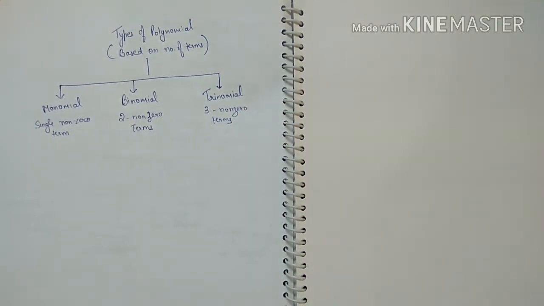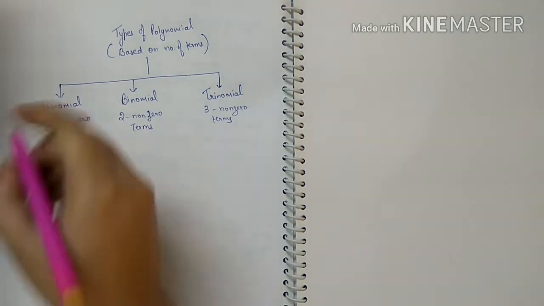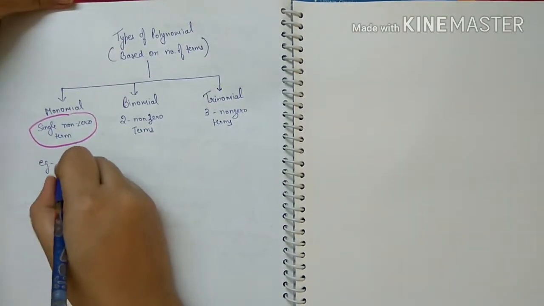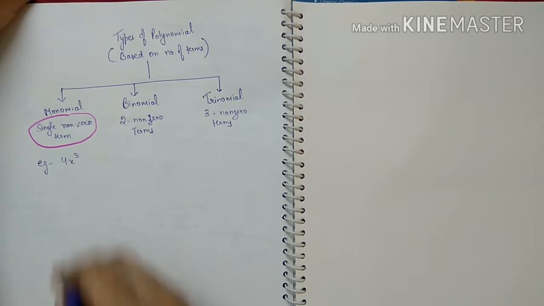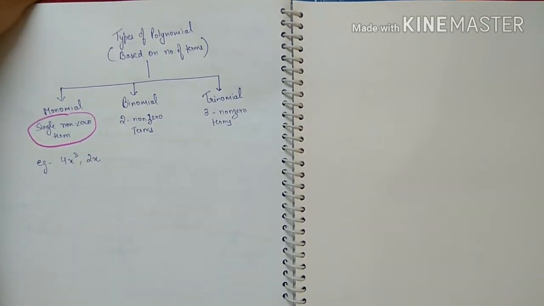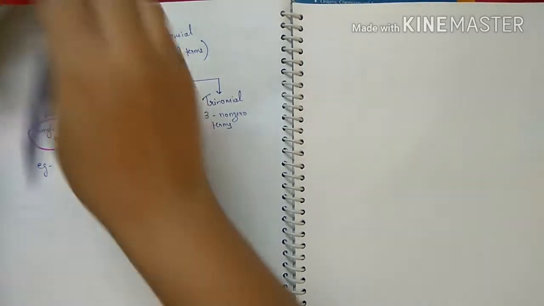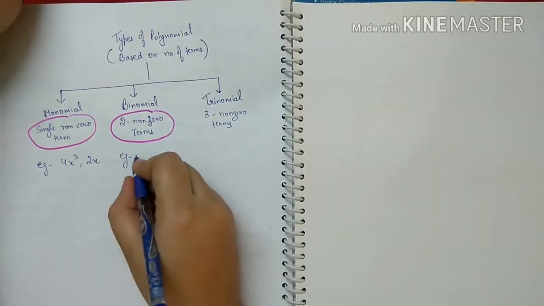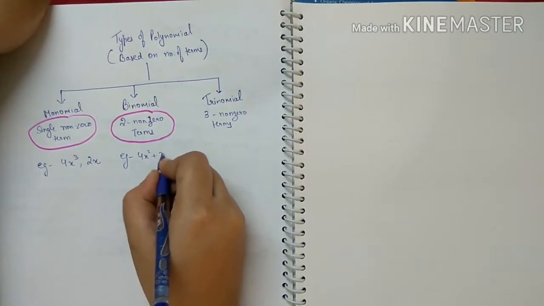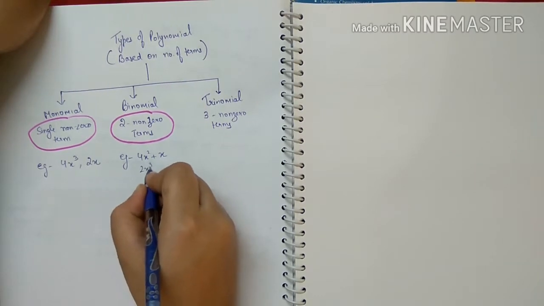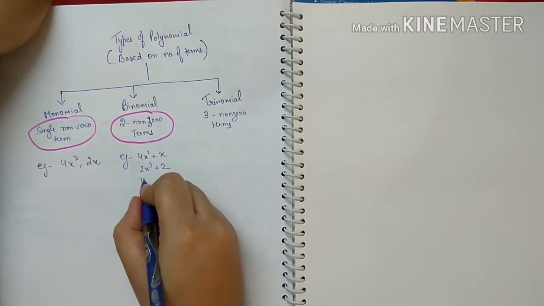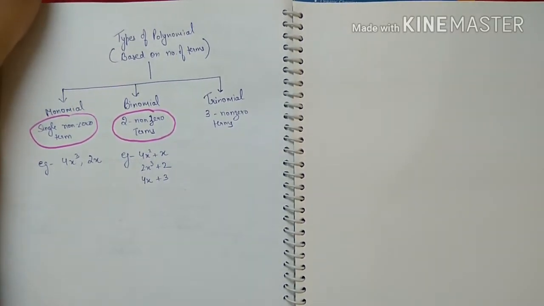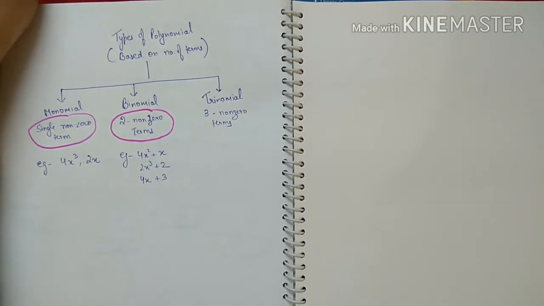So if we look at the example for monomial, where we have a single non-zero term, we will see 4x cube. If we write it as 4x cube or 2x, these are the monomials. Whereas for binomial, which says that we should have two non-zero terms, an example is 4x square plus x, or 2x cube plus 2, or 4x plus 3.